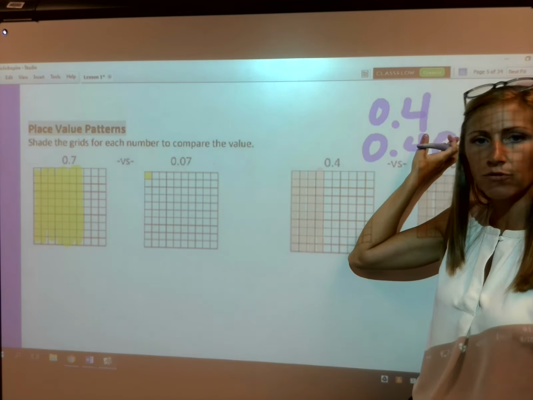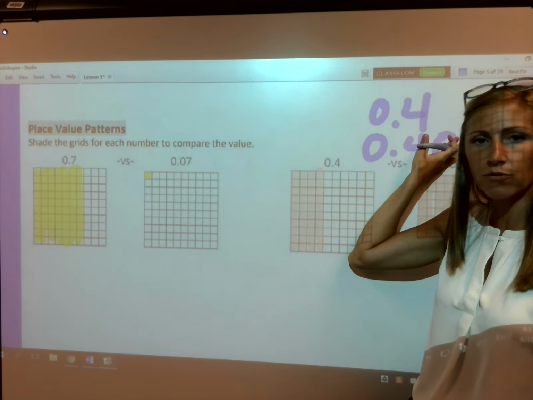So how would this one be read? 400, and what place value does it go to? 400,000. The same as all of these. You could keep going and going, and they're still going to be equal because zeros behind a number in the decimal place value does not change the value.